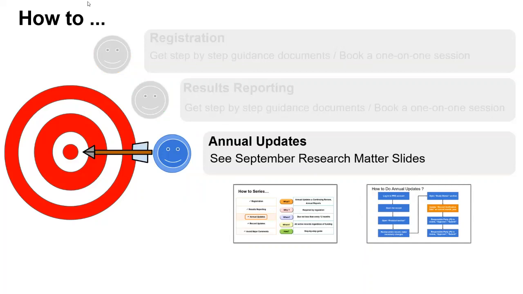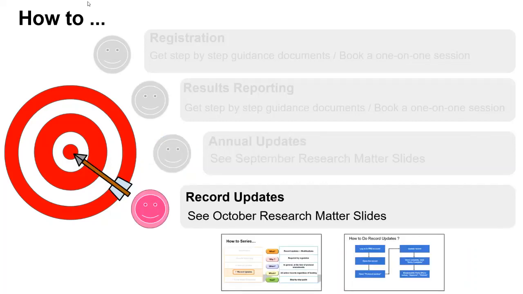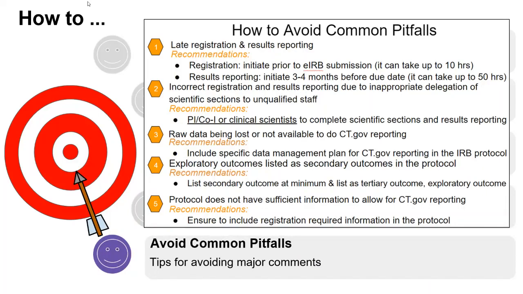In our previous series, we have also talked about how to do annual updates and how to do the record updates. Then we gave a talk on how to avoid common pitfalls, part one of our series, to provide you tips and recommendations to avoid major comments, which are basically stipulations from the ct.gov reviewer. I will continue this topic to provide you some more additional tips and recommendations.